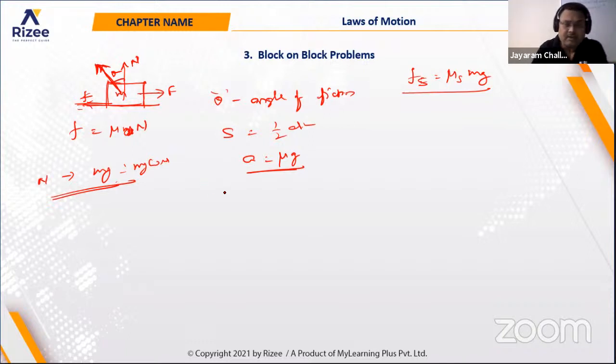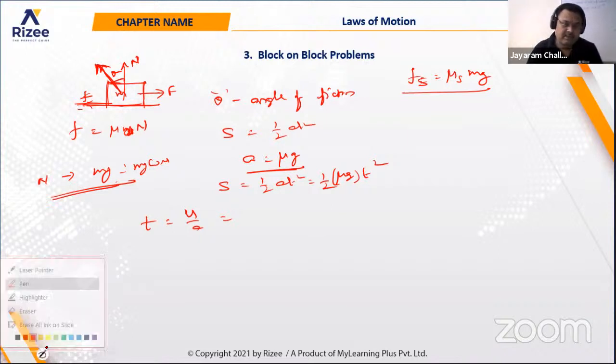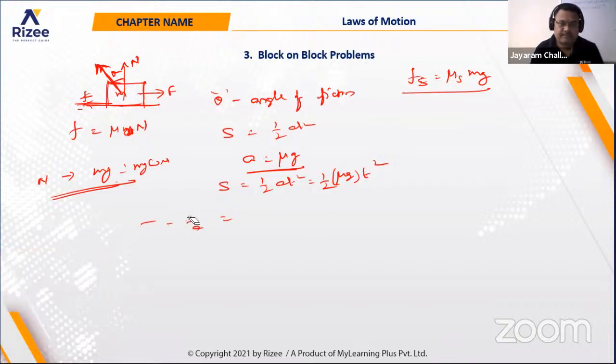So for a horizontal surface, you can write F is equal to half A T square, as this is half into mu G into T. Like this, you can replace the acceleration value at any particular instant. Time to stop it, that is U by A. You can just put down these certain values for the time to stop in any particular case.